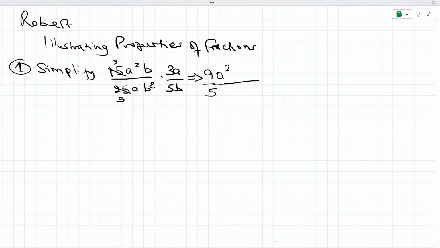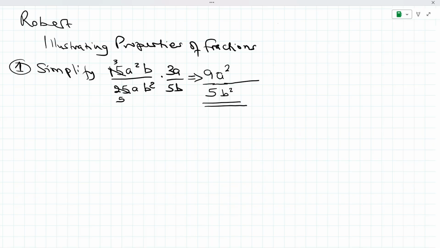And then we can move on to look at b. b is alone in the numerator part of our expression. But at the bottom, we've got b squared multiplied by b, which will be b cubed. So if we have b at the top here and we have b cubed at the bottom, we'll remain with b squared. So that's what our final expression will be as an answer.